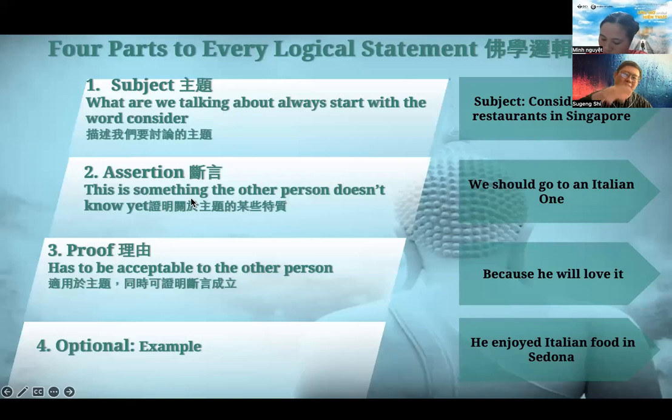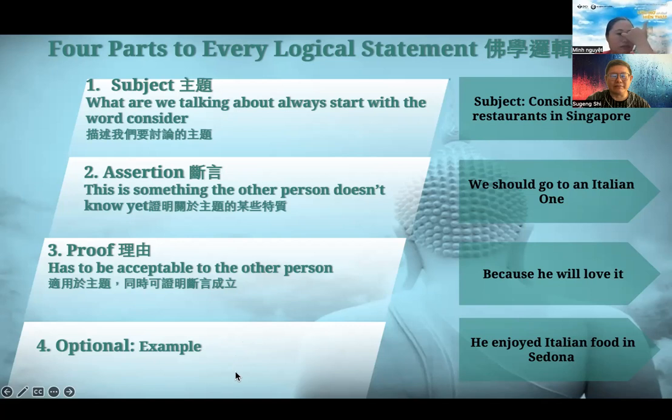Assertion means something that the other party, the subject, has to understand. Assertion is something that the other person doesn't know yet. We should go to an Italian restaurant, and then the reason or the proof: it has to be something acceptable by the other person because he will love it. Example: he enjoyed Italian food in Sedona.